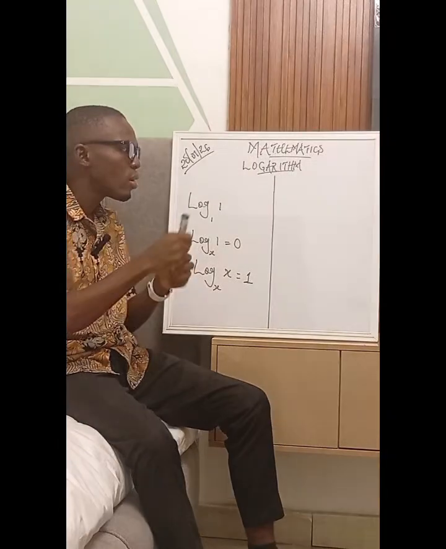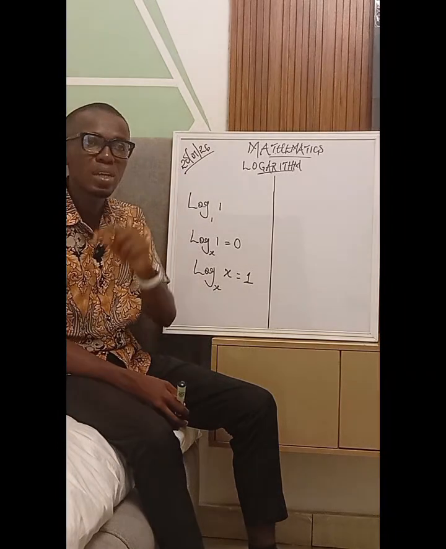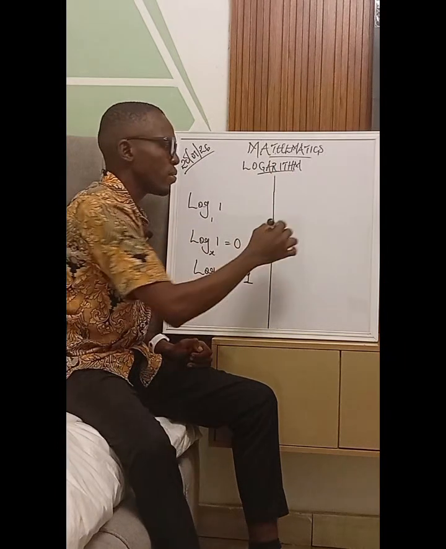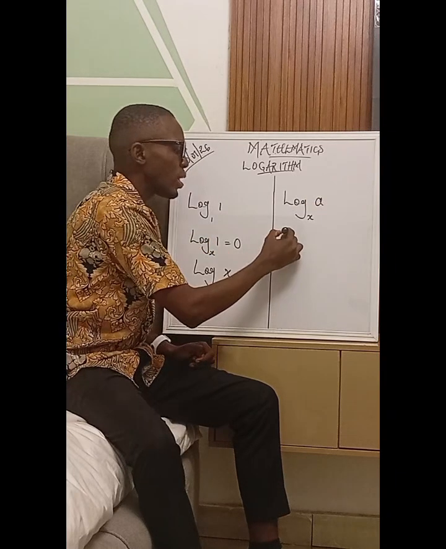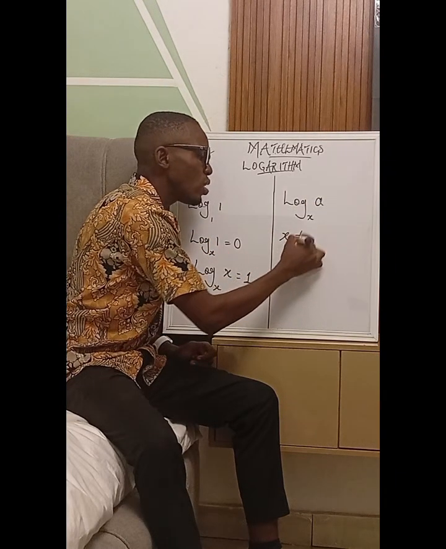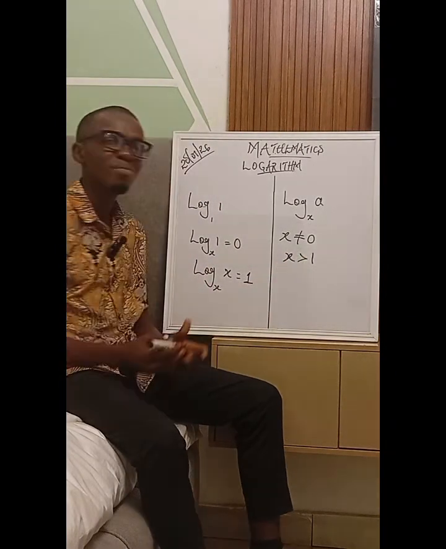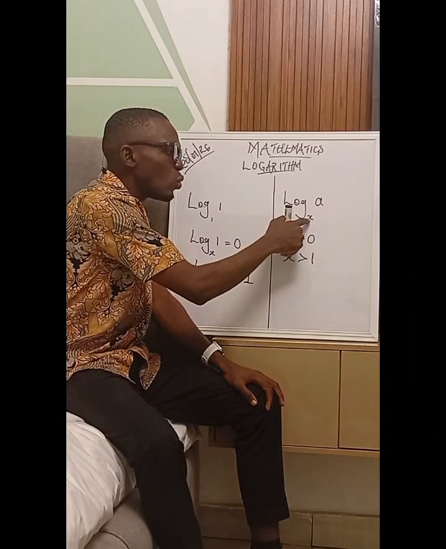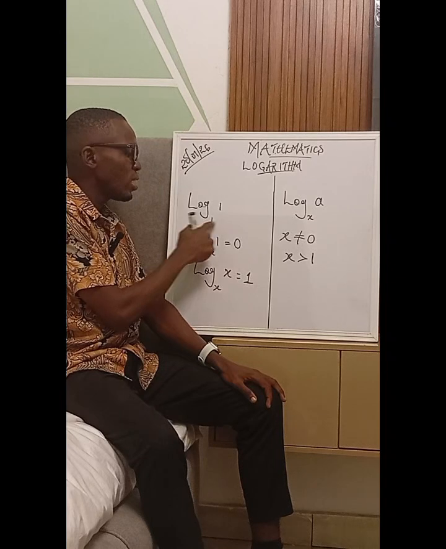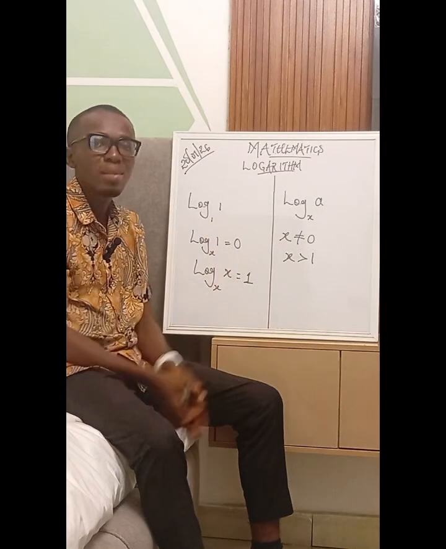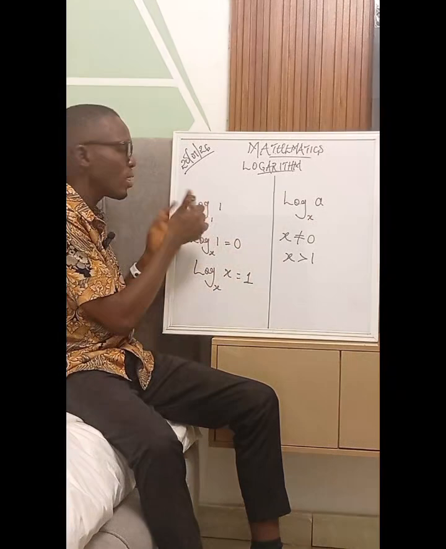the answer is undefined. Let me explain why I said the answer is undefined. A log is supposed to be expressed this way: if I have log a base x, this x is not equal to 0, 1, and this x is greater than 1. So your base should not be 0, and your base should be greater than 1. But look at the base here: it is not greater than 1, it's actually 1. So your base must be greater than 1. In that case, this question is undefined.